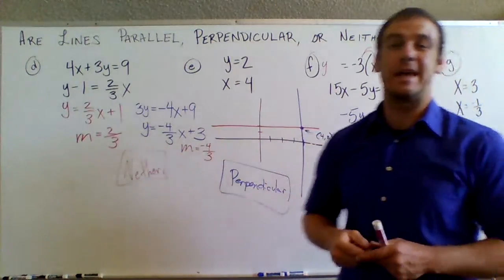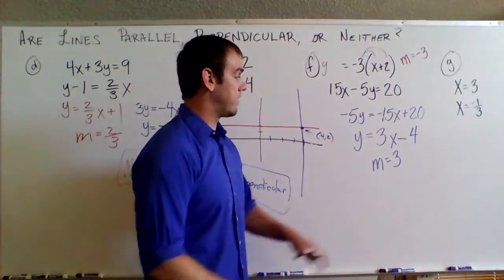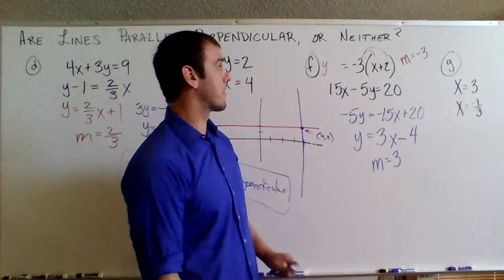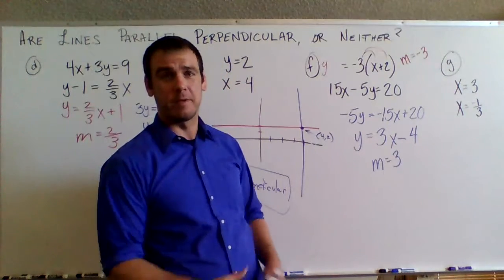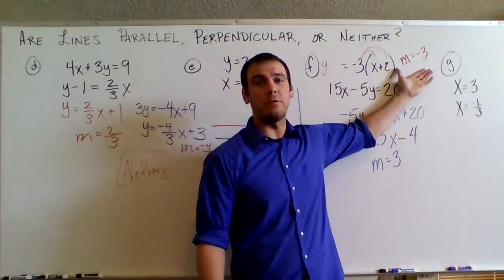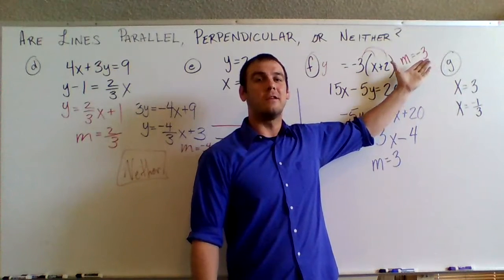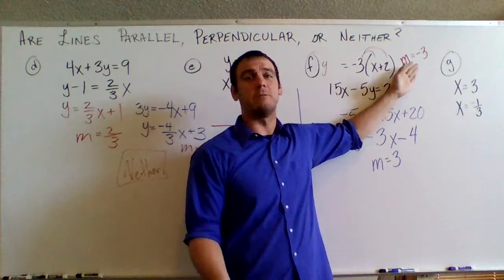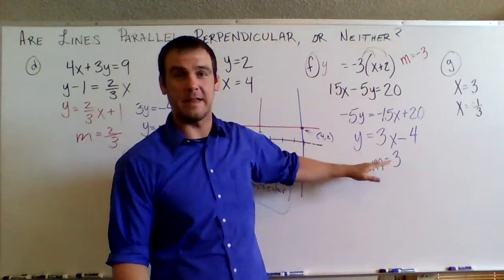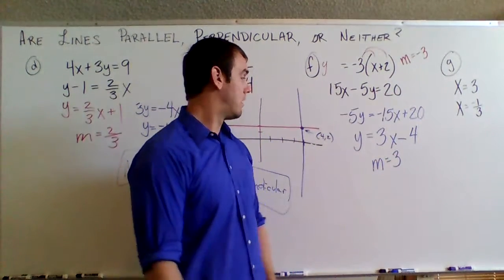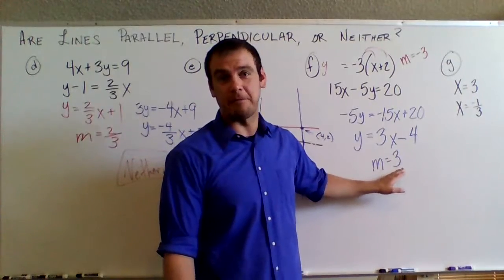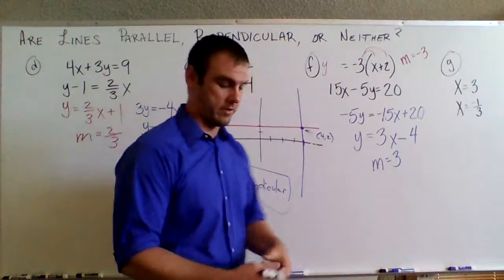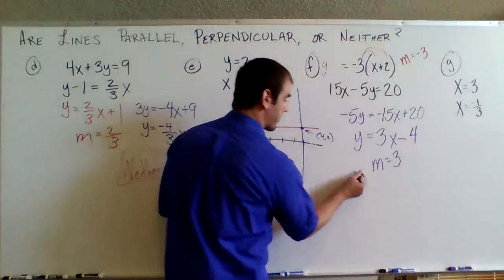So we have 3 and negative 3. They're not the same. One is positive, one is negative, so they're not parallel. They're also not opposite reciprocals. If I look at negative 3 here, that's really negative 3 over 1. So the opposite reciprocal is going to be positive 1 over 3. That's not positive 1 over 3. Also, if I look at 3, the opposite reciprocal of 3 is going to be negative 1/3. So this is going to be, once again, neither.